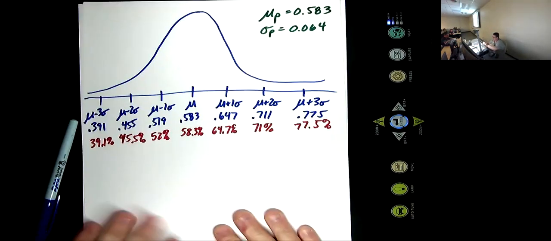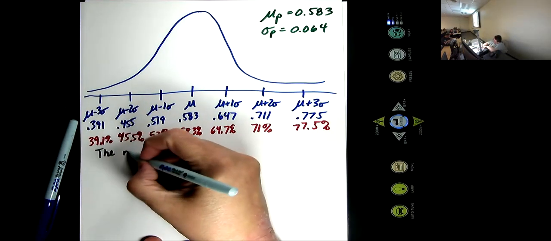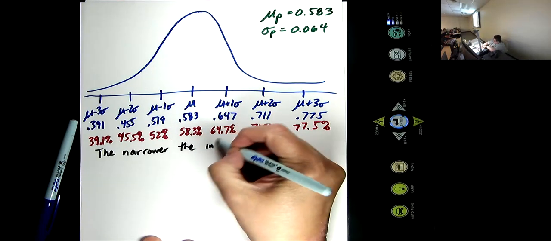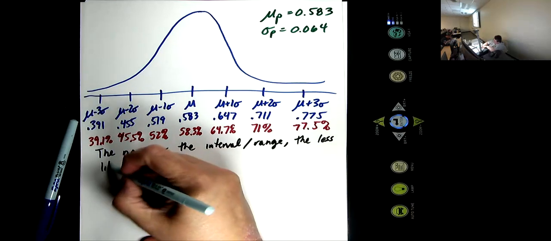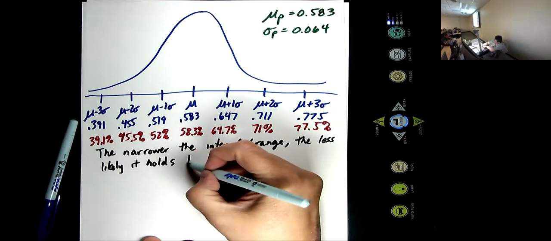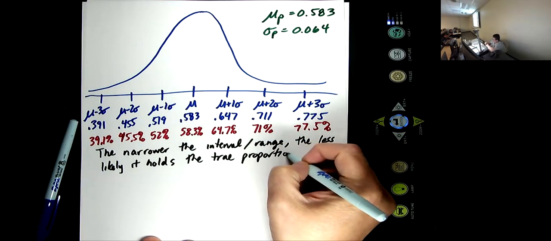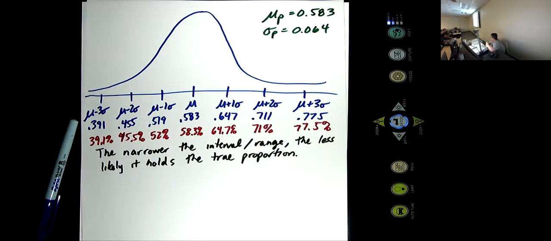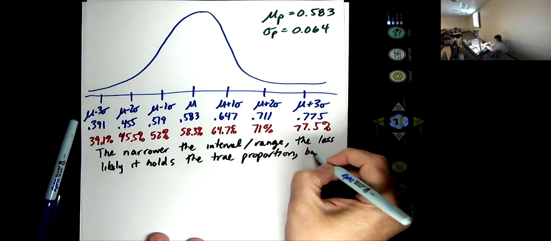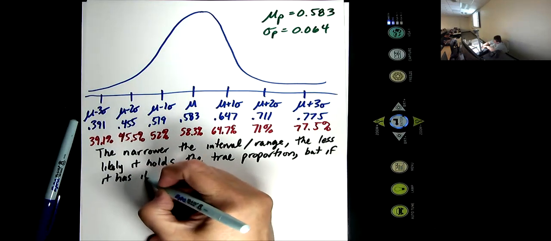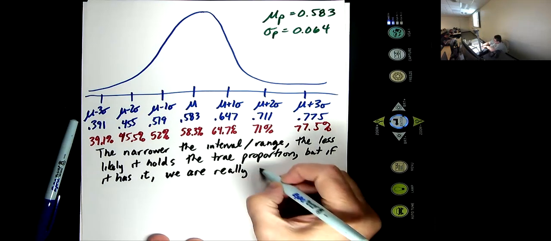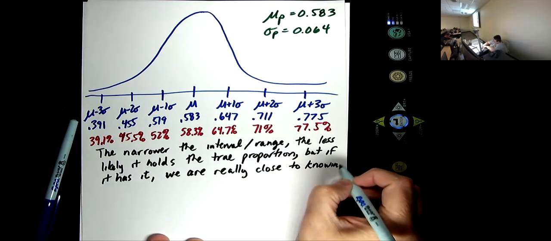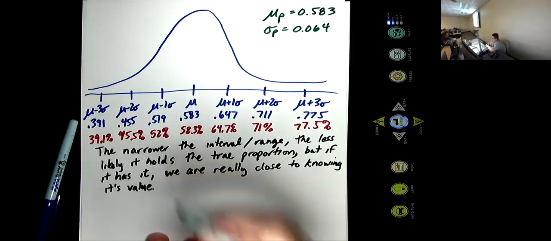So here's some ideas to think about. The narrower the interval or range, the less likely it holds the actual proportion. So if we make it too small, we're unlikely to capture a whole lot. But if it has it, we are really close to knowing its value. It's got to be right around 0.583.